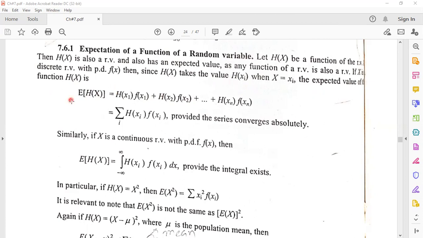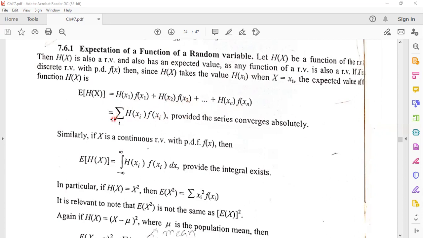Expected value of the function of random variable, that is h of X. Then we will write E of h of X equal h of x1 multiplied by its probability density function f of x1, plus h of x2 multiplied by f of x2, plus h of x3 multiplied by f of x3, plus so on, h of xn multiplied by f of xn.